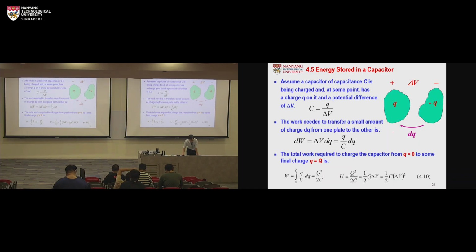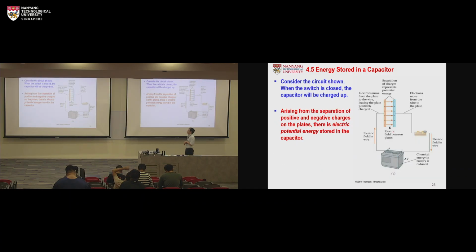And another concept is the so-called energy stored in the capacitor. Again, here, for this part, is also mostly for you to have a brief understanding, although you will also see equations or formulas. You are not required to do any calculation for this part.